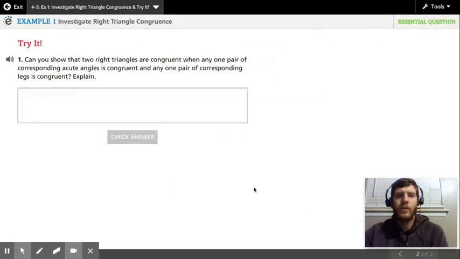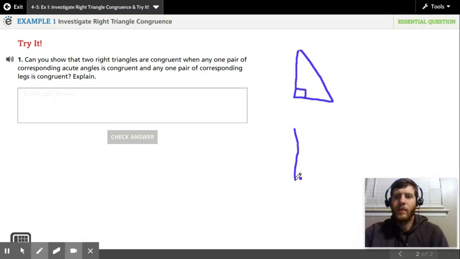For the try it, it says, can you show that two right triangles are congruent when any one pair of corresponding acute angles is congruent and any one pair of corresponding legs is congruent? So we can. If we draw two right triangles here, so there's two right triangles.